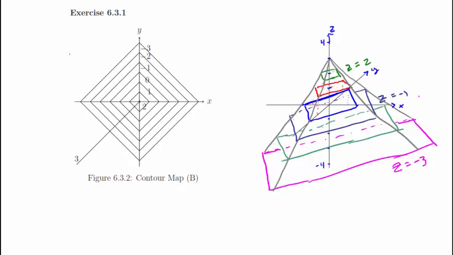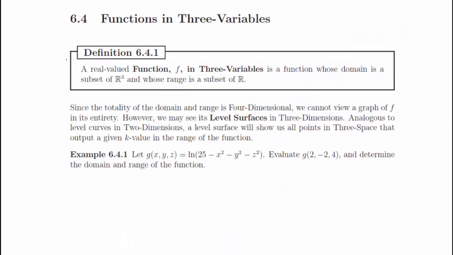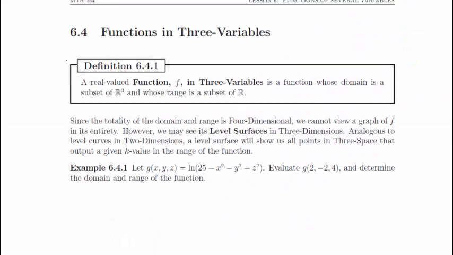So let's go ahead and move on to the last page of this lesson, 6.4, functions in 3 variables. Let's start with our definition. Definition 6.4.1: a real-valued function f in 3 variables is a function whose domain is a subset of R3 and whose range is a subset of the set of all real numbers R.